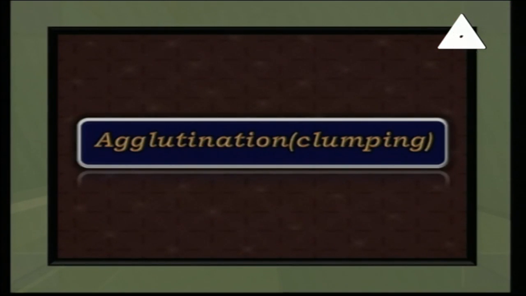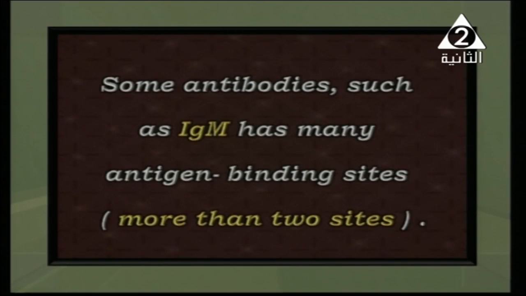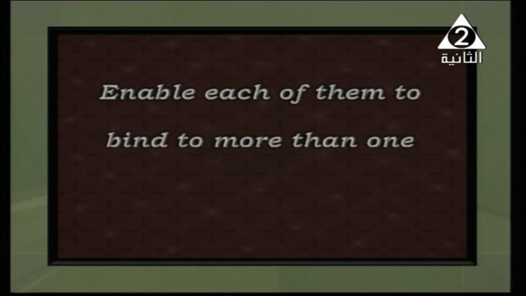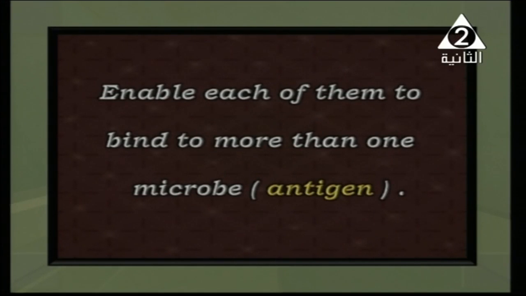Agglutination or clumping. We need to remember from the last episode that the antibodies are very specific, and we studied before different types like neutralization. Right now we're going to study the clumping of the antibody. Some antibodies, such as immunoglobulin M or IgM, have many binding sites, more than 2 sites, so it gives the IgM the ability to bind to more than one microbe or more than one antigen.